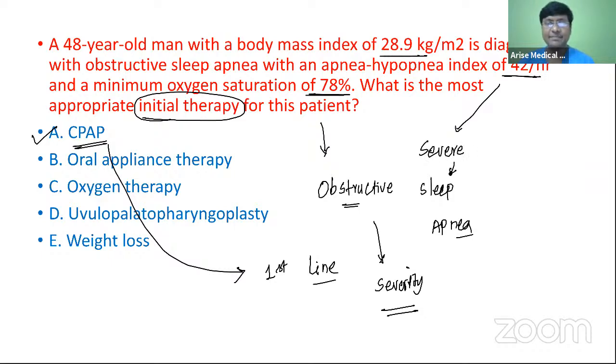obstructive sleep apnea. So in case of severe obstructive sleep apnea, what is the treatment of choice as a first line therapy? That is your CPAP, continuous positive airway pressure ventilation. That is the treatment of choice. Next.